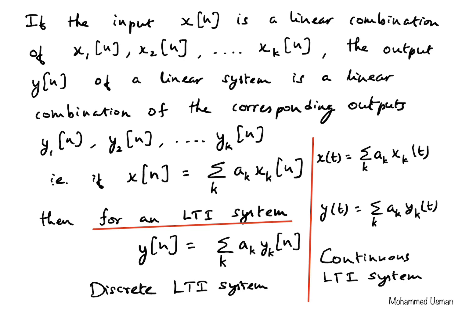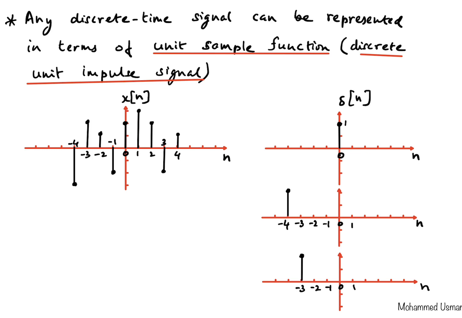Now, for that, what we need to see is how we can represent any signal x of n in terms of some simple signals x1, x2, x3, or in general in terms of some simple signal xk of n. So that is what we are going to see now. And the first thing I want to highlight here is that we'll focus on the discrete time signal, and later on we'll move to the continuous time signal.